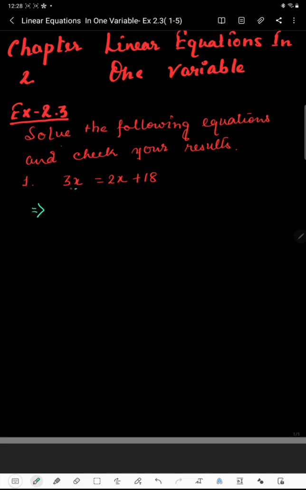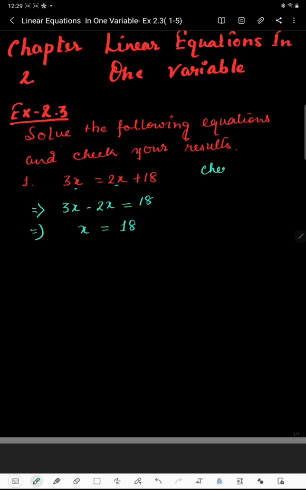Now on the left hand side we have 3x, so we will put 3x, and 2x we will take to the left hand side, so plus 2x will be minus 2x, then the equal to sign, and 8 is on the right hand side, so we will put 8 there. So 3x minus 2x, 3 minus 2 is 1, and we never write 1x, it's x only, so x is 8, so we have got the value of x.